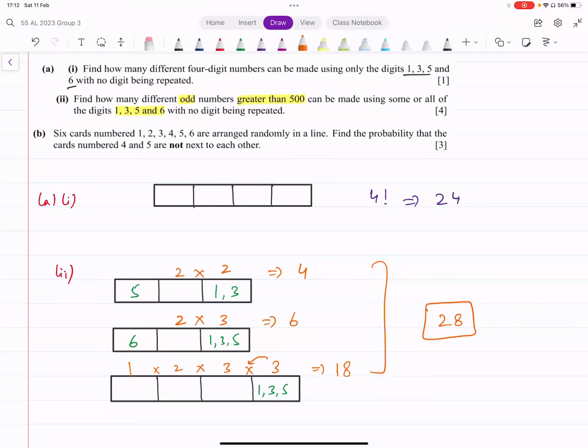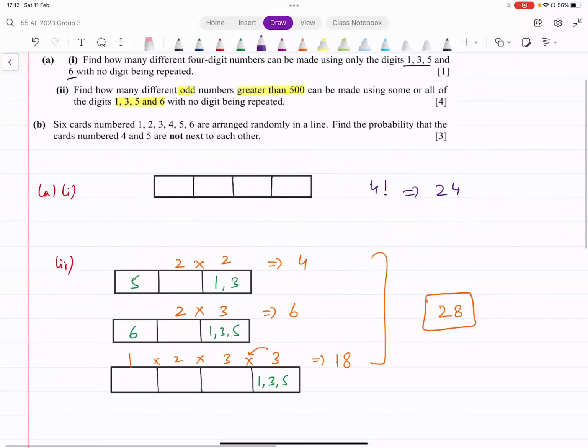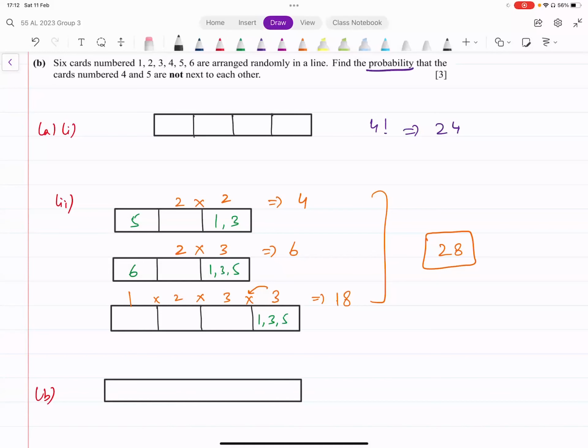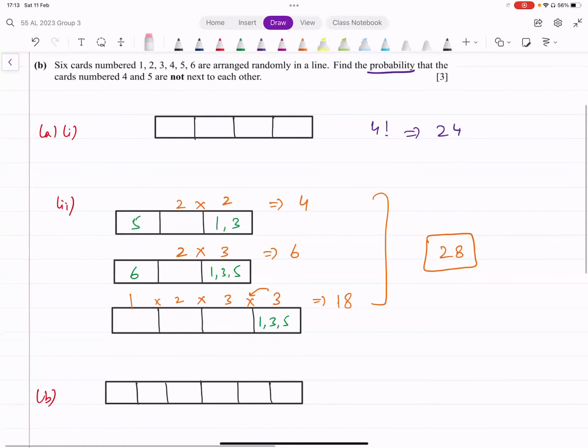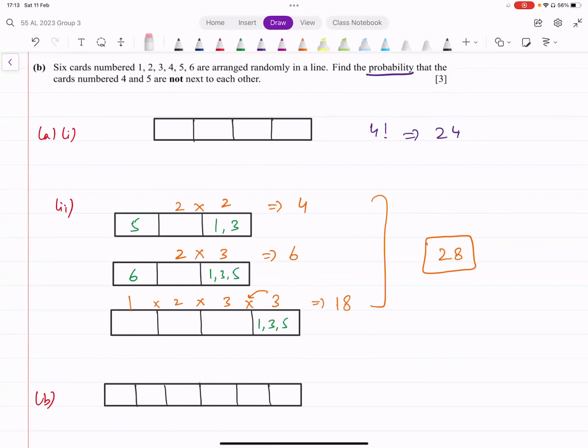Okay. Let's have a look at the second part now, part B. Now, part B says 6 cards numbered 1, 2, 3, 4, 5, 6 are arranged randomly in a line. Find the probability that the cards numbered 4 and 5 are not next to each other. Probability निकालनी है. And we're talking about arrangements. Now, you've got 6 cards.